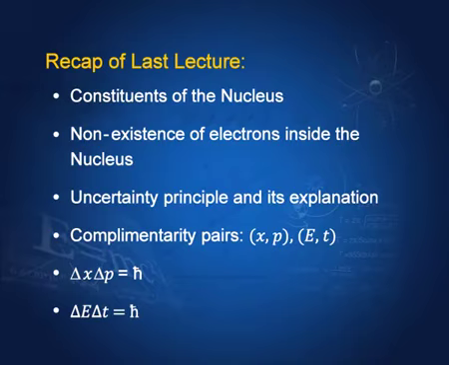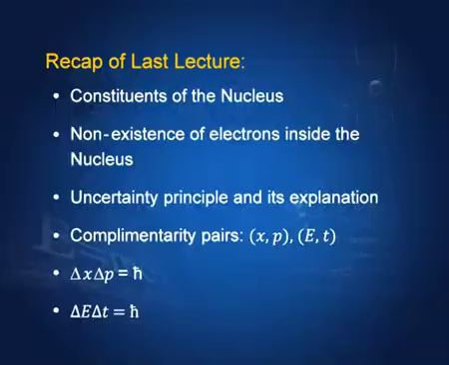Then we explained what the uncertainty principle is all about. It told us that the product of the uncertainty in the position and the uncertainty in the momentum is equal to h cross. x and p, and E and t, are known as complementarity pairs in quantum mechanics, and therefore, delta x delta p is equal to h cross, as well as delta E into delta t is equal to h cross. This is what we did in the last lecture.